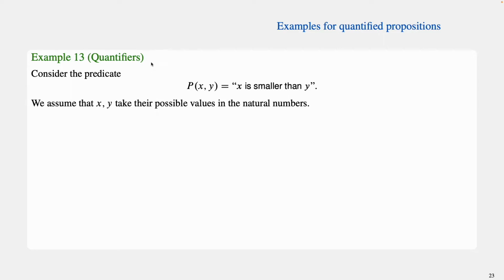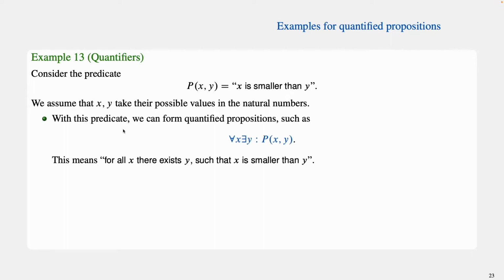We have an example here. Consider the predicate P(x, y), depending on two variables x and y, which says that x is smaller than y. We assume that x and y are natural numbers. Let's form a quantified proposition. We have two variables, so we need two quantifiers. I use this one here: for all x, there exists y such that P(x, y). This means for all x, there exists a y such that x is smaller than y.